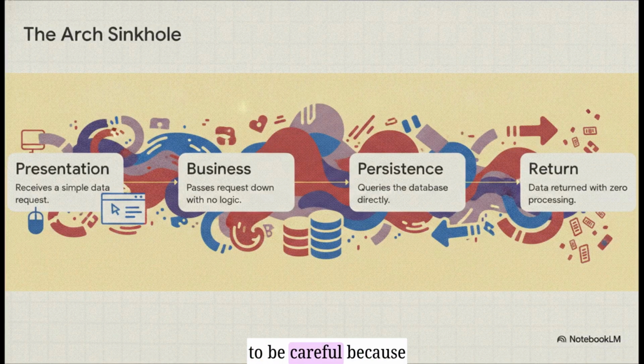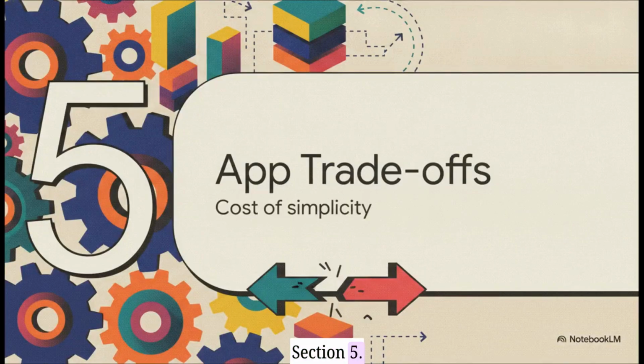However, we have to be careful because strict layered rules can lead to a really dangerous anti-pattern known as the architecture sinkhole. Imagine a super simple request to fetch a static company tax ID. The presentation layer asks the business layer, which applies 0 logic, it just passes it to the persistence layer, which grabs it from the database, and the data is passed all the way back up the stack with no processing whatsoever. Guys, this is a massive waste. It forces unnecessary object instantiation and processing, eating up memory and significantly degrading performance for what is literally just a simple pass-through request.